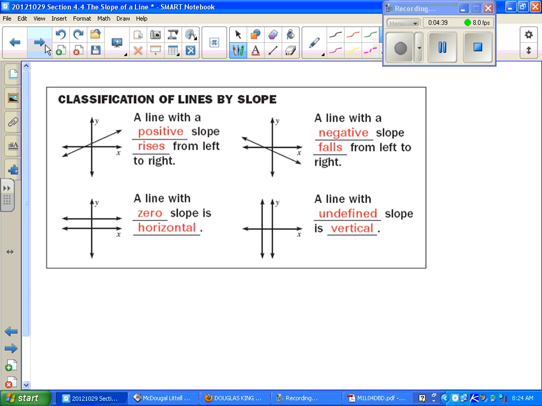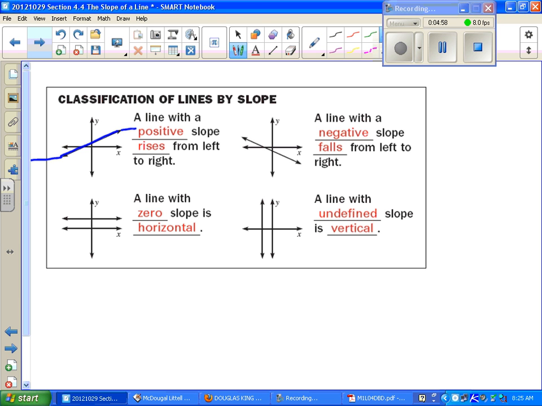Here's classifying a couple lines by slope. The first one is a line with a positive slope, which rises from left to right. If it's positive, that means you're going up a ramp. Think about a little man coming along the road and he's going up the ramp to get where he's going. That's positive because he's going up.